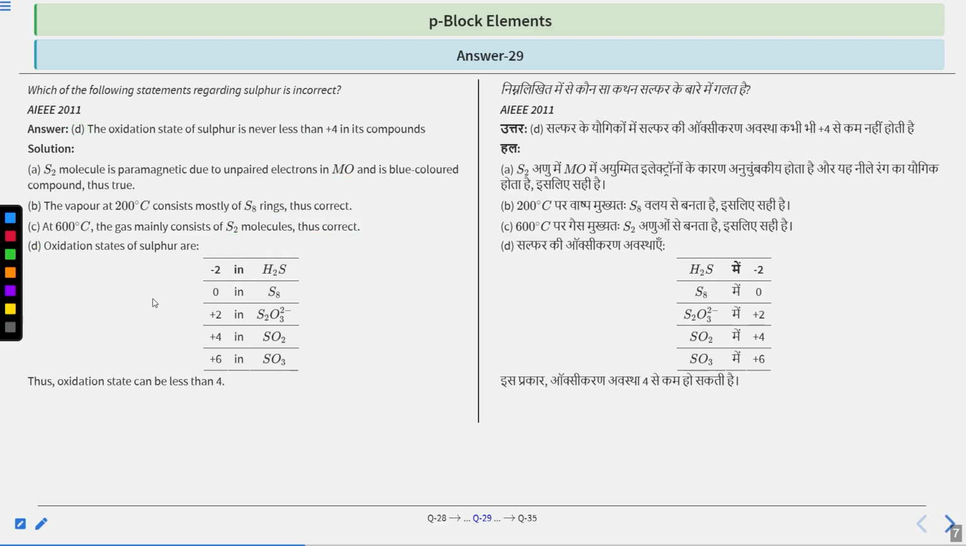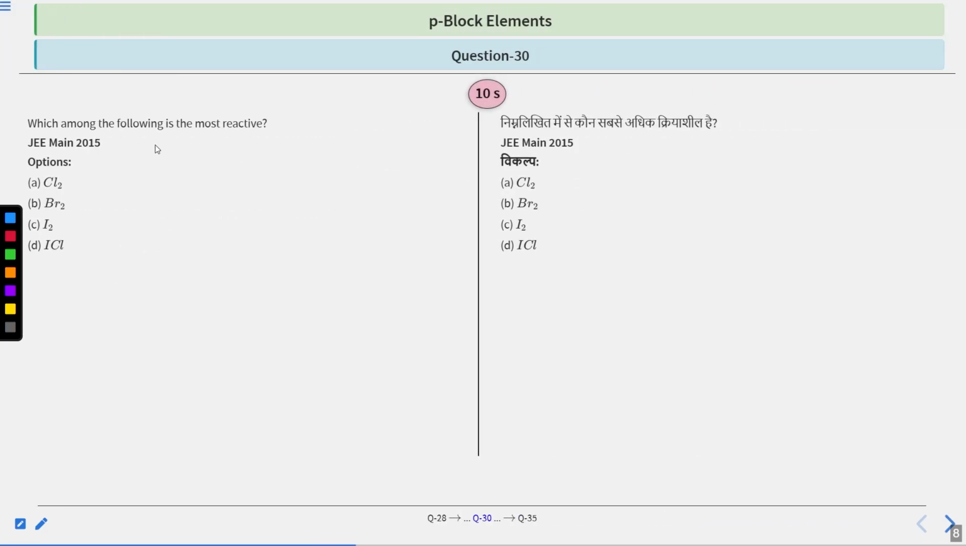Okay, let's move to the next question. Question number 30. Which among the following is most reactive? We have to choose the one option which is the most reactive. Options are chlorine molecule, bromine molecule, iodine molecule, or ICl compound. You have 10 seconds to solve this question. After that, we will see the answer.